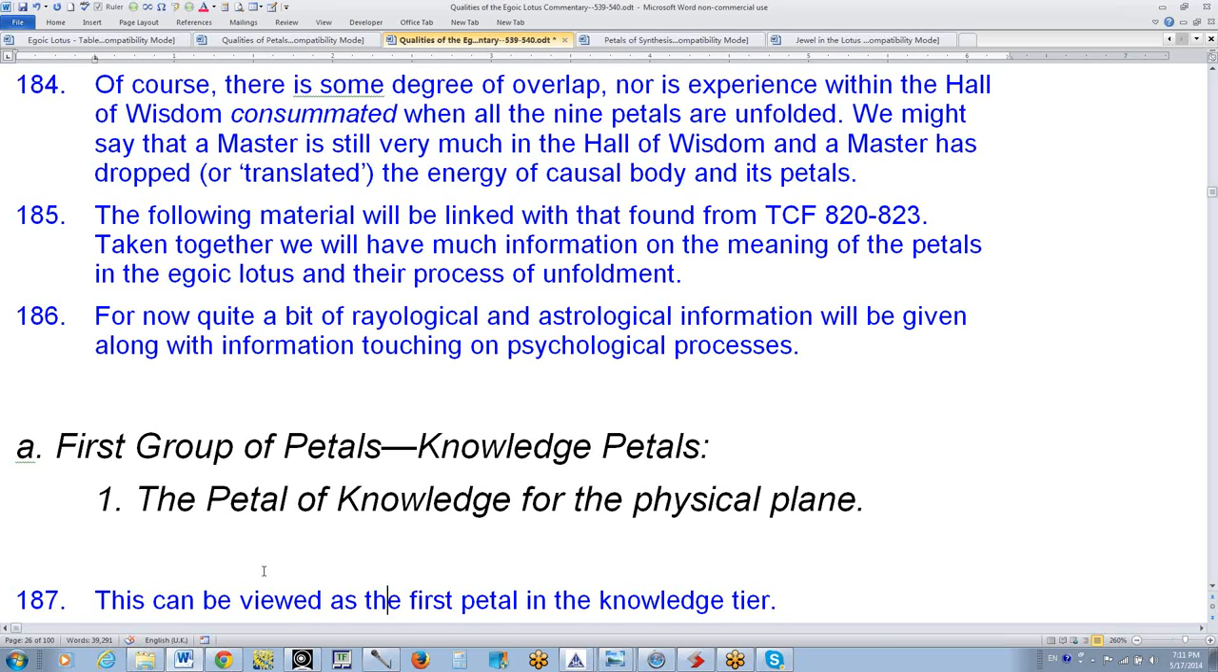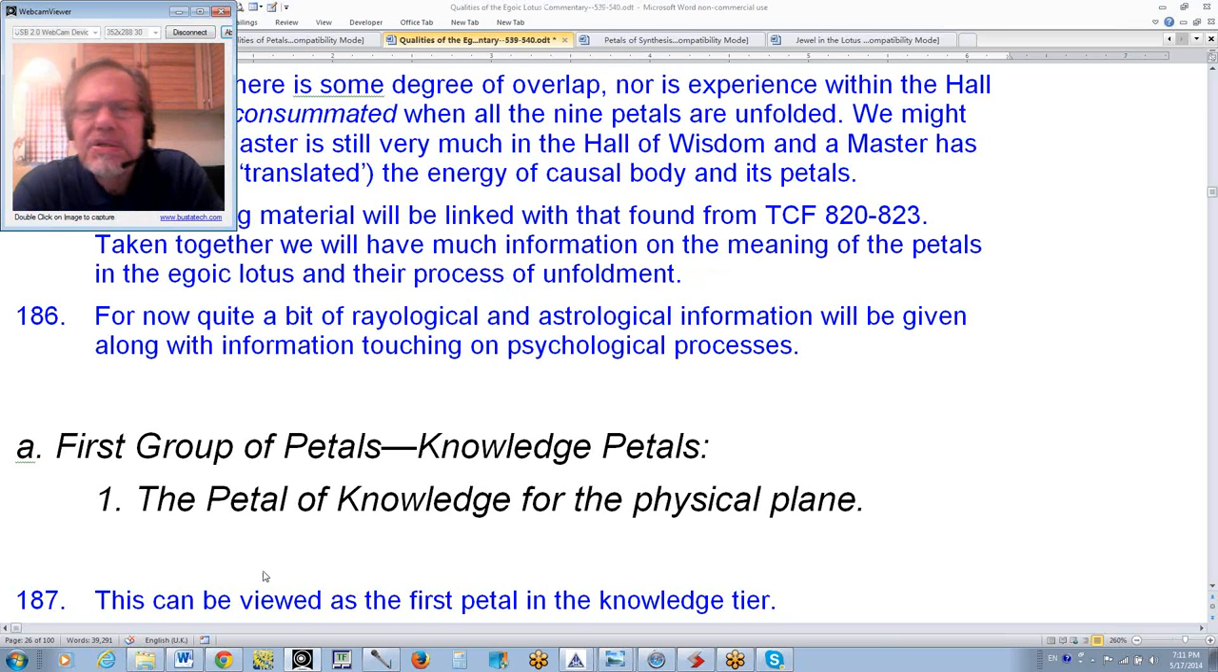That's the second big reference section. And if we take them together, we'll have a lot of information on the meaning of the petals in the Egoic Lotus and their process of unfoldment. So we will now go into the meat of the matter really.